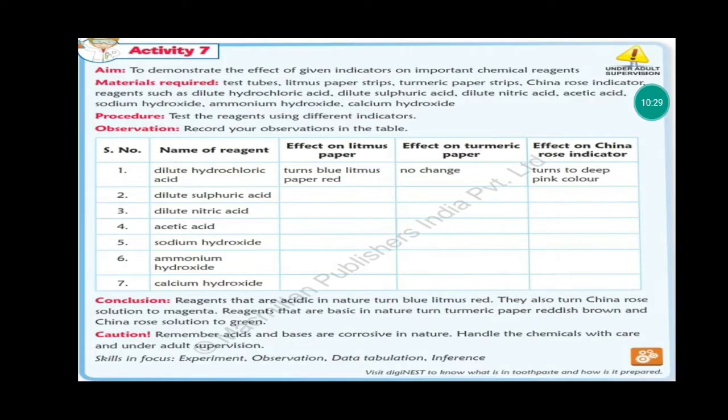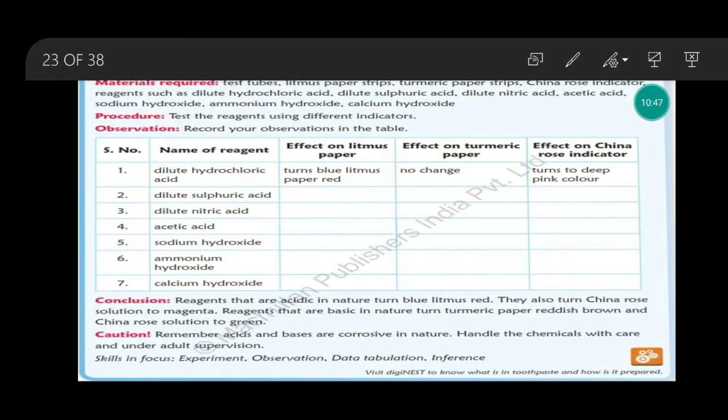Let us perform another activity, activity number 7, to demonstrate the effect of given indicators on important chemical reagents. Here we have taken different chemical reagents: dilute hydrochloric acid, dilute sulfuric acid, dilute nitric acid, acetic acid, sodium hydroxide, ammonium hydroxide and calcium hydroxide. You see that hydroxides are there, which means they are bases. In the last class we studied that if hydroxide is present, it is a base. So now you can answer everything. And the others are the acids.